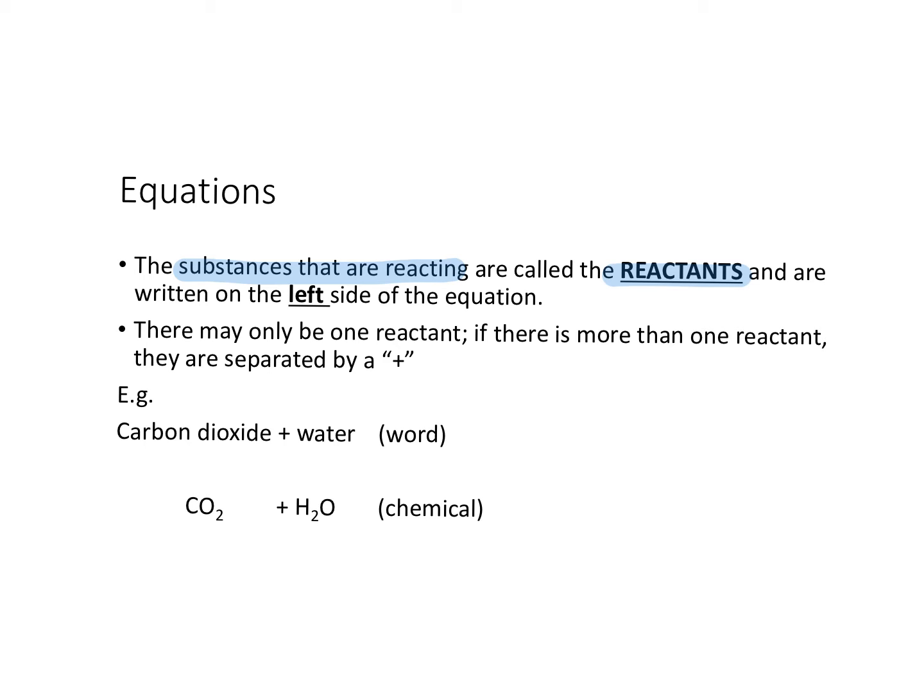And you can see here an example of reactants. So we have carbon dioxide and water. That would be a word equation. And we have CO2 and H2O, chemical equation. Notice when we have more than one reactant, they are separated by a plus sign.